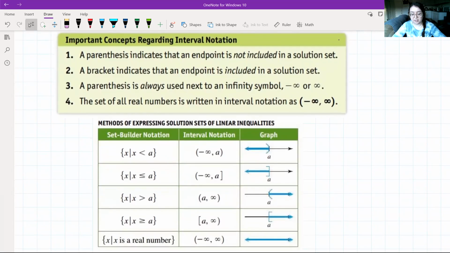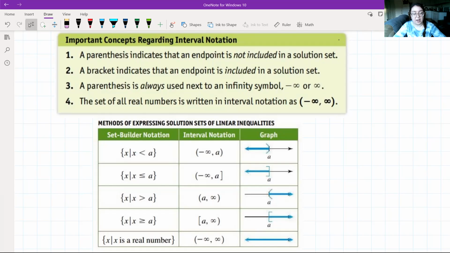Then we have some methods of expressing solution sets of linear inequalities. So we have our set builder notations here. And when we say that we have x where x is less than a, your interval notation is going to look like negative infinity to a, all in parentheses, and your graph is going to be filled in for values less than a, and you'll have a rounded parenthesis at a.